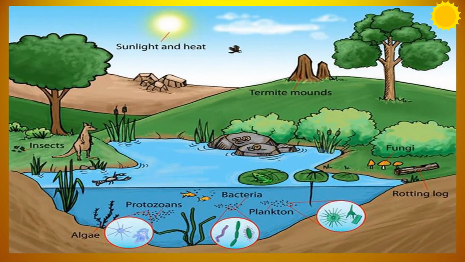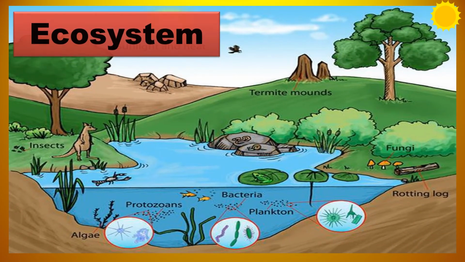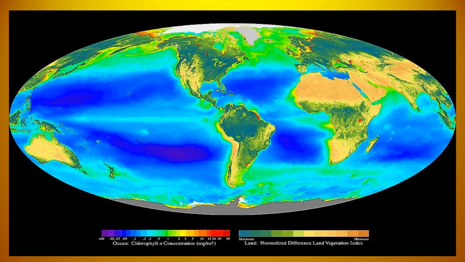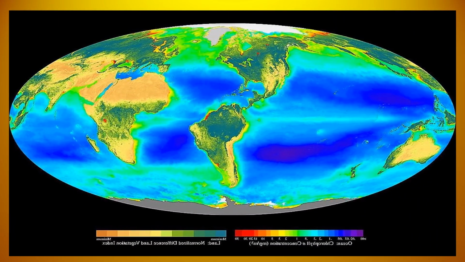Next is the ecosystem. An ecosystem is a biological community of interacting organisms and their physical environment. The physical environment refers to the water, sun, air, soil, and other non-living factors of the environment that help to sustain life. And lastly, on top of the hierarchy is the biosphere.